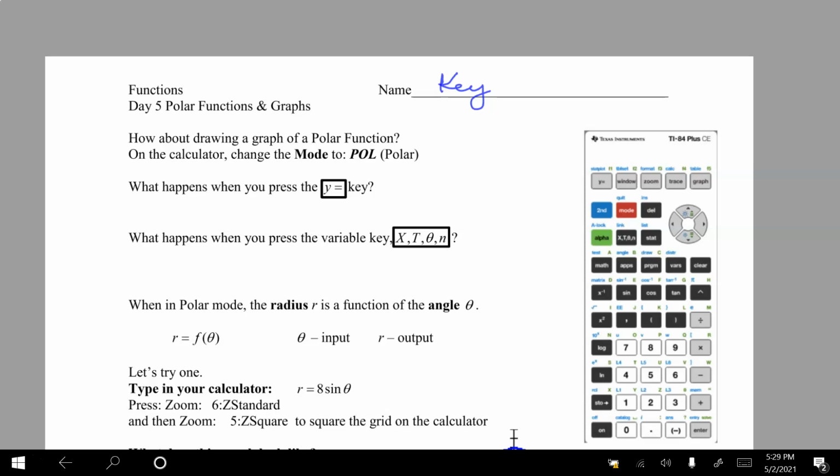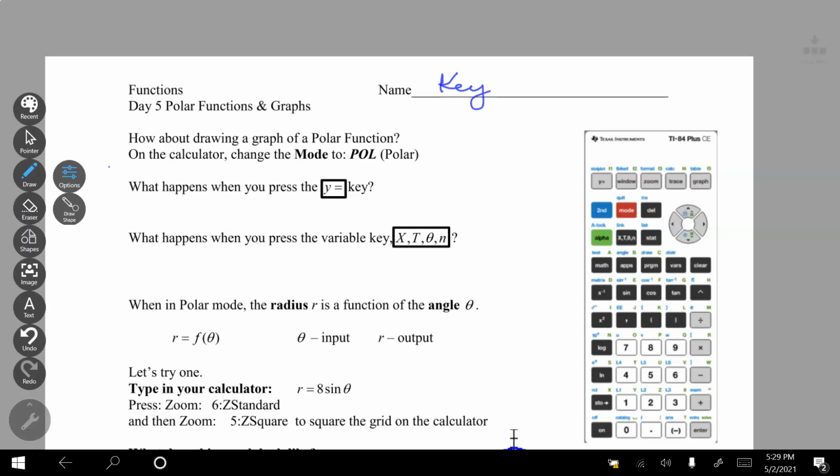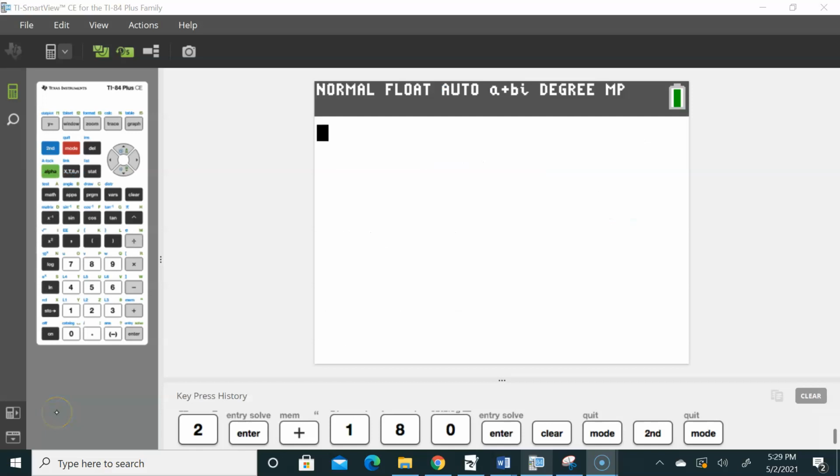But we're going to use our calculator to help us out with a lot of filling out tables and seeing what the graphs look like. So the first thing we're going to do is go to our mode key. I'm going to change it to polar mode. The mode key is right next to the blue second key.